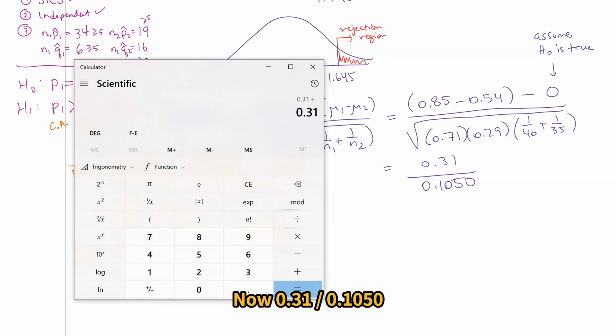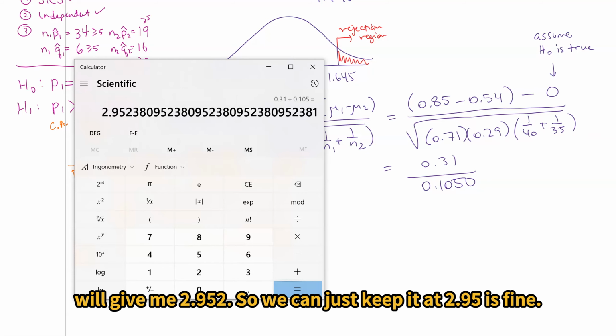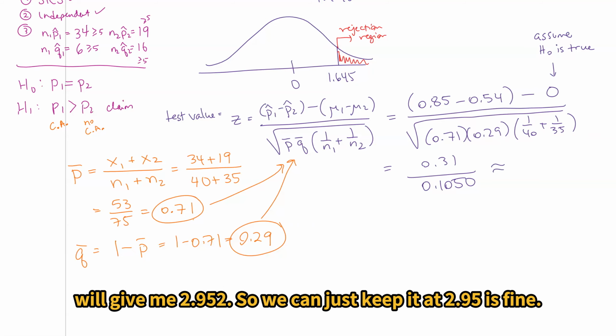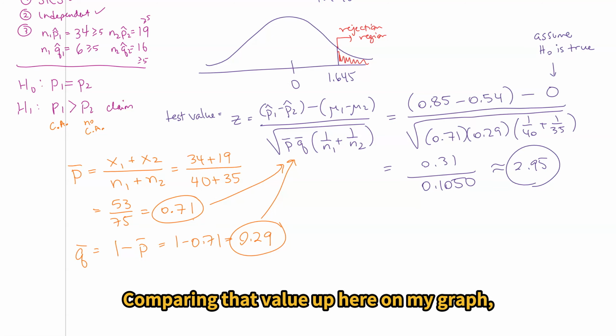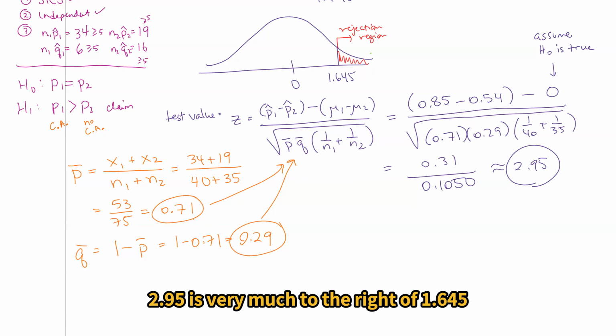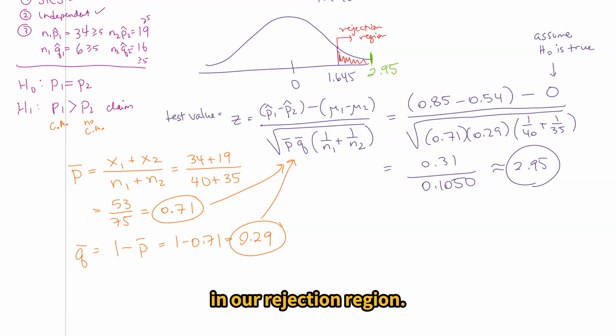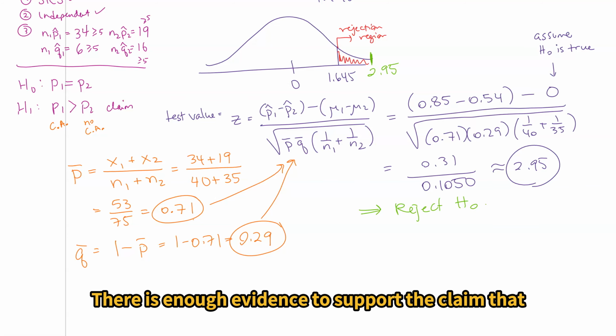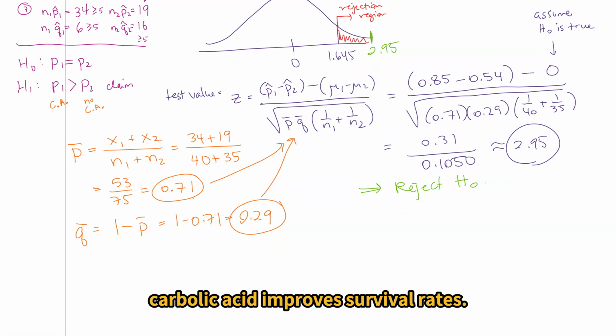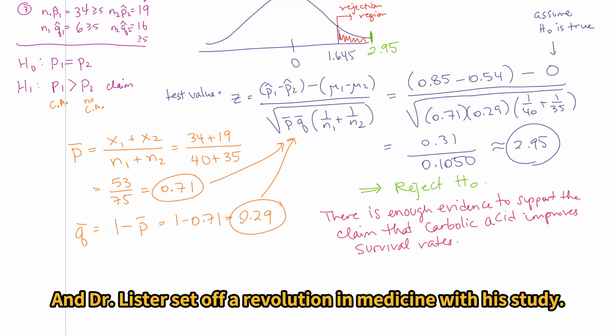Now, 0.31 divided by 0.1050 will give me 2.952. And we can just keep it at 2.95, that's fine. Comparing that value up here on my graph, 2.95 is very much to the right of 1.645, in our rejection region. So we will reject that null, and there is enough evidence to support the claim that carbolic acid improves survival rates. And Dr. Lister set off a revolution in medicine with his study.